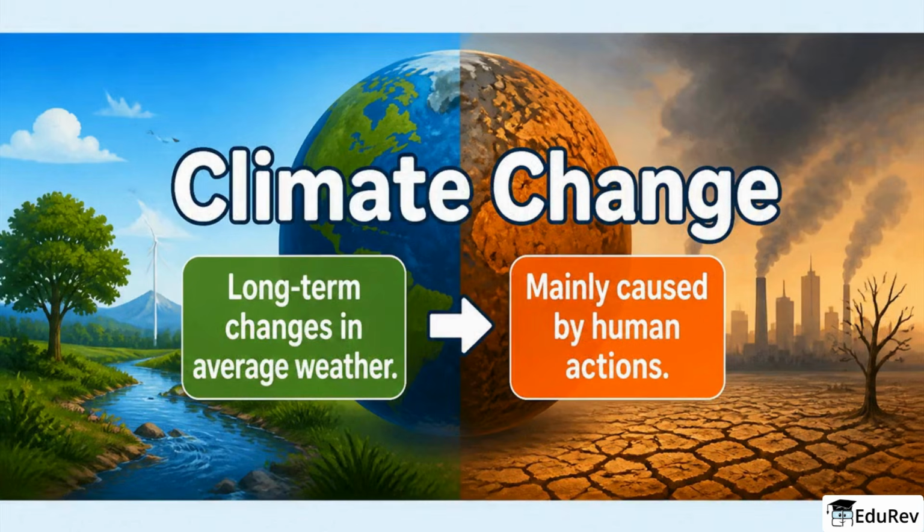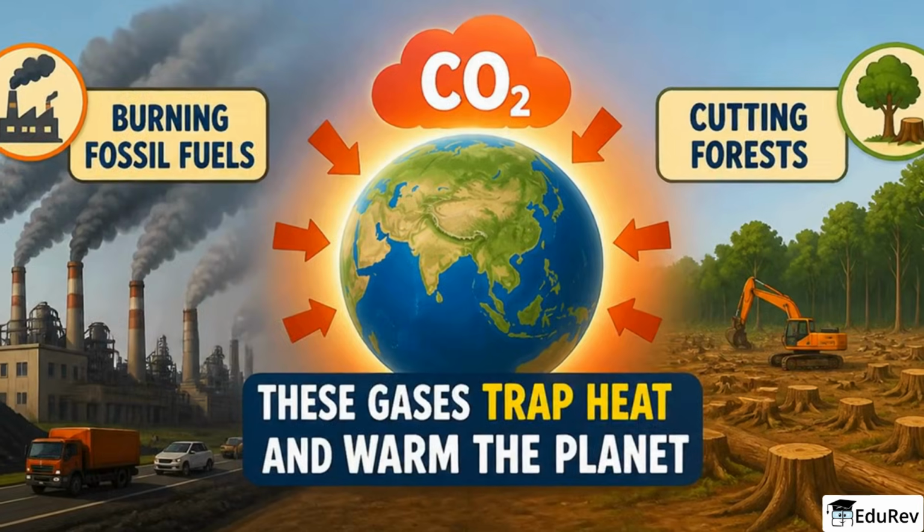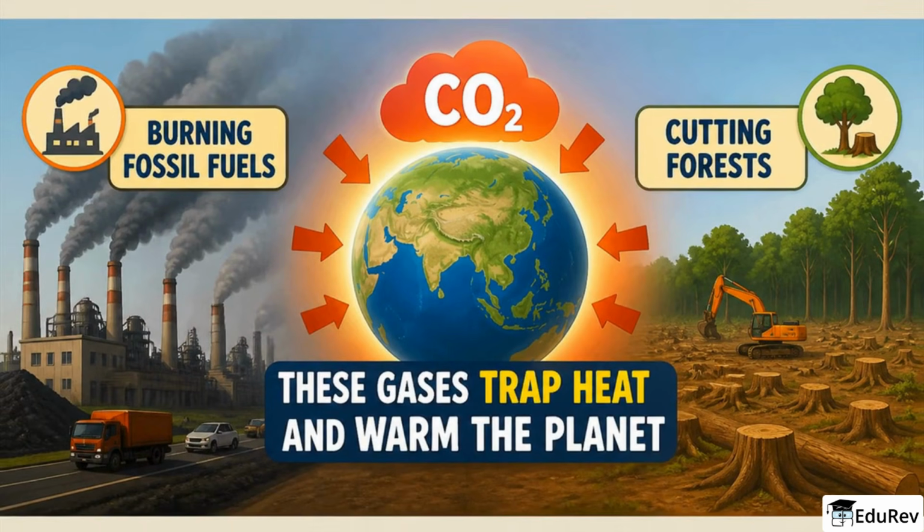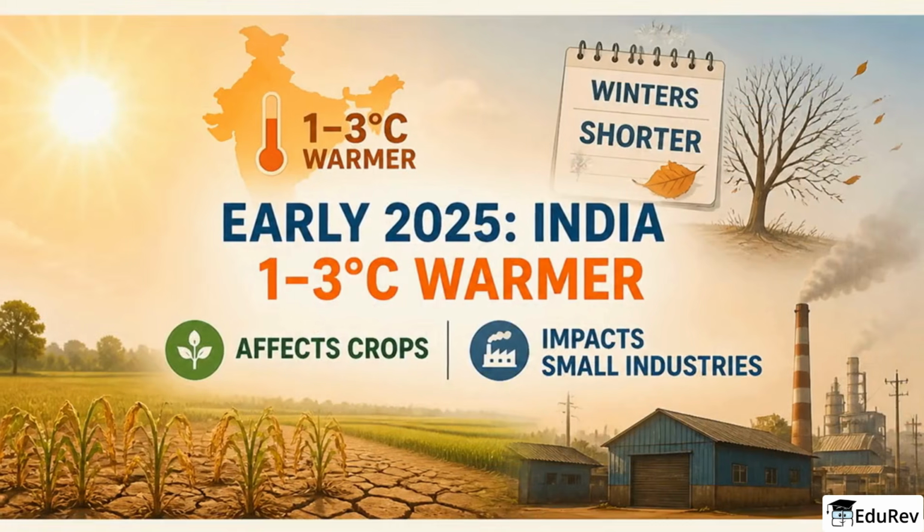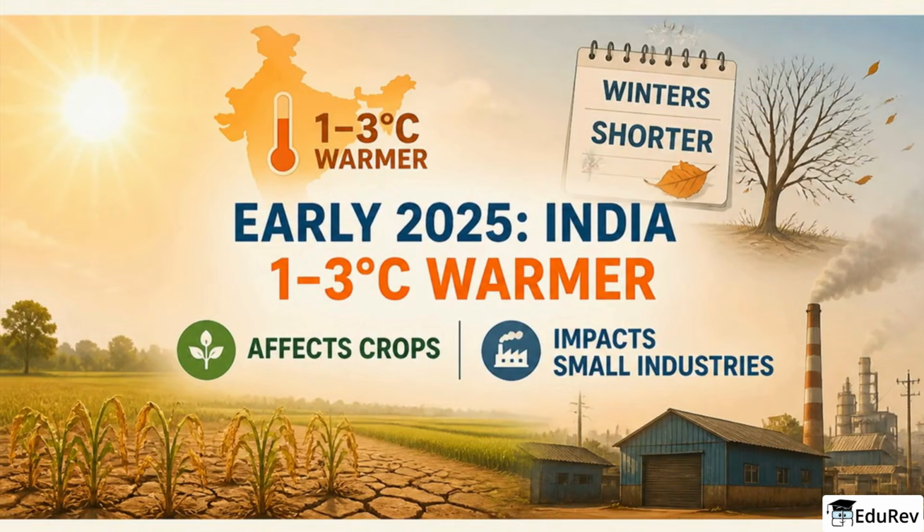Climate change means long-term shifts in average weather, and recent changes are mainly caused by human actions. Burning fossil fuels and cutting forests add greenhouse gases like carbon dioxide to the air, and these gases trap heat and warm the planet. In early 2025, many parts of India were 1 to 3 degrees Celsius warmer than normal, making winters shorter and affecting crops and small industries.